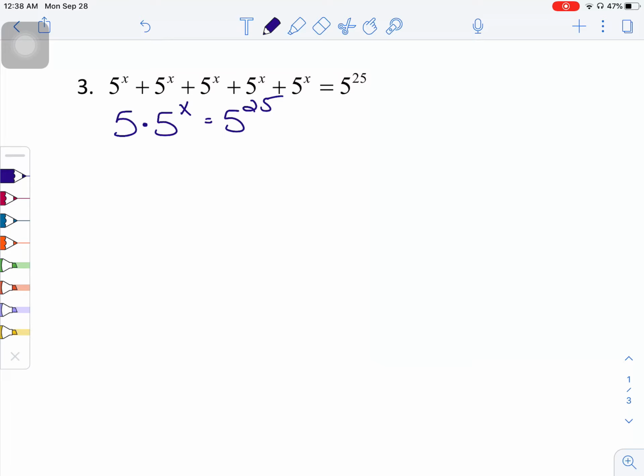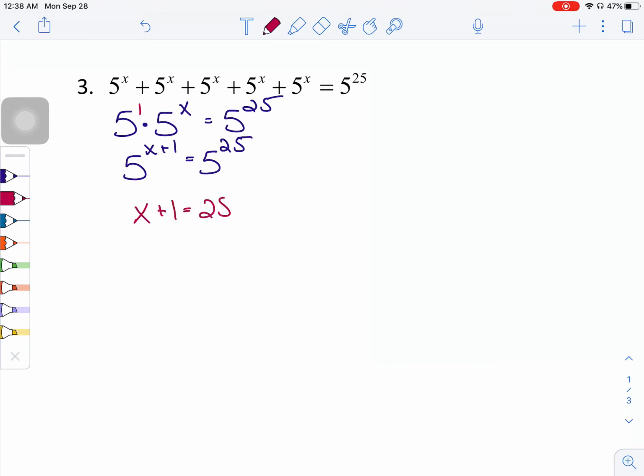So now that this is written as a multiplication problem, I can deal with these like bases. So this 5 right here is really 5 to the first. And when I'm multiplying like bases, I get to add the exponents. So this is 5 to the x plus 1. And that is 5 to the 25th still. So now, once I have those like bases, I can just drop the bases and set the exponents equal, solve for x, and I'm going to get x is equal to 24.